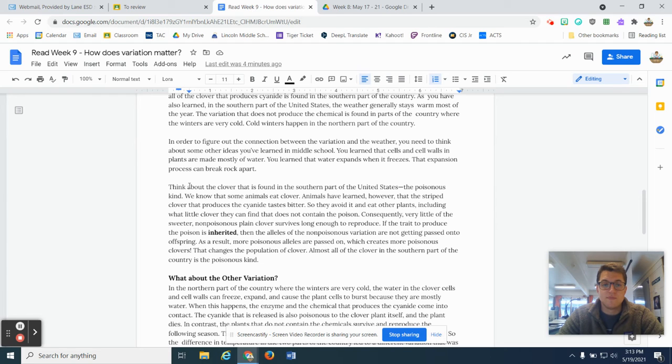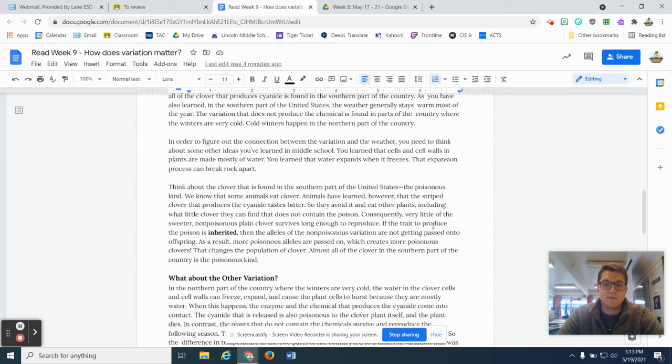Think about the clover that is found in the southern part of the United States, the poisonous kind. We know that some animals eat clover. Animals have learned, however, that striped clover that produces cyanide tastes bitter, so they avoid it and eat other plants, including what little clover they can find that does not contain poison. Consequently, very little of the sweeter, non-poisonous plain clover survives long enough to reproduce.